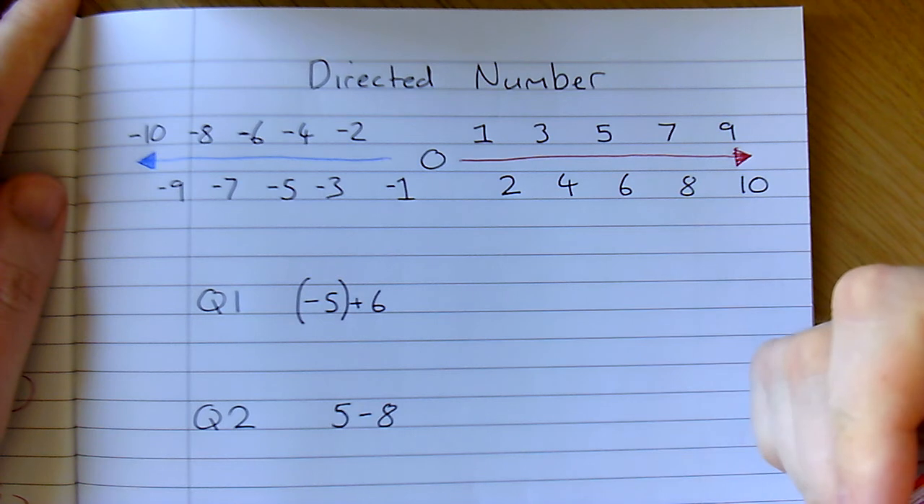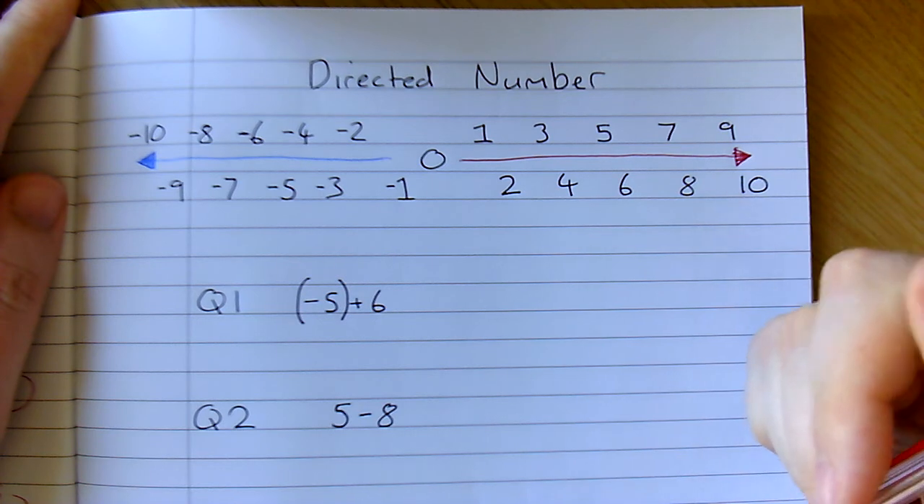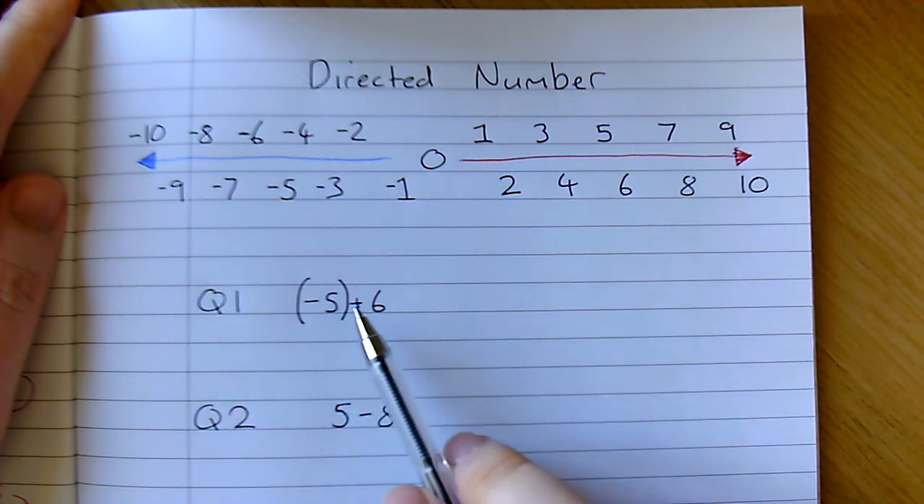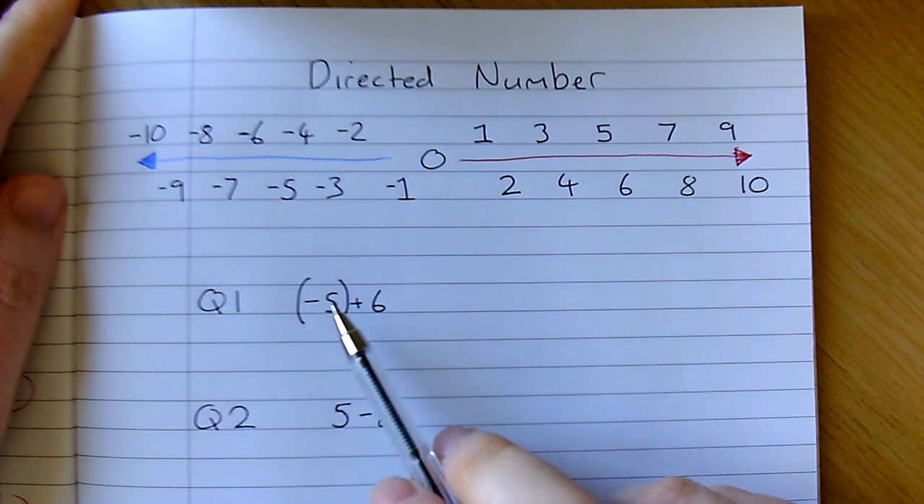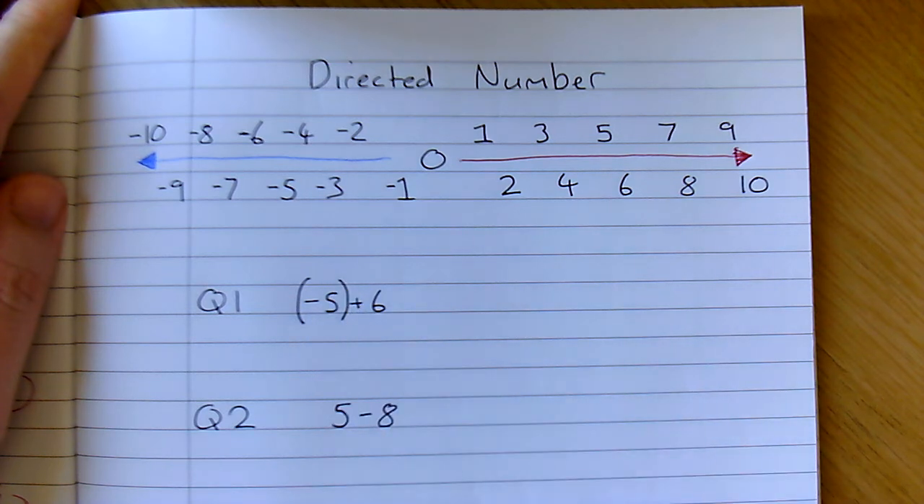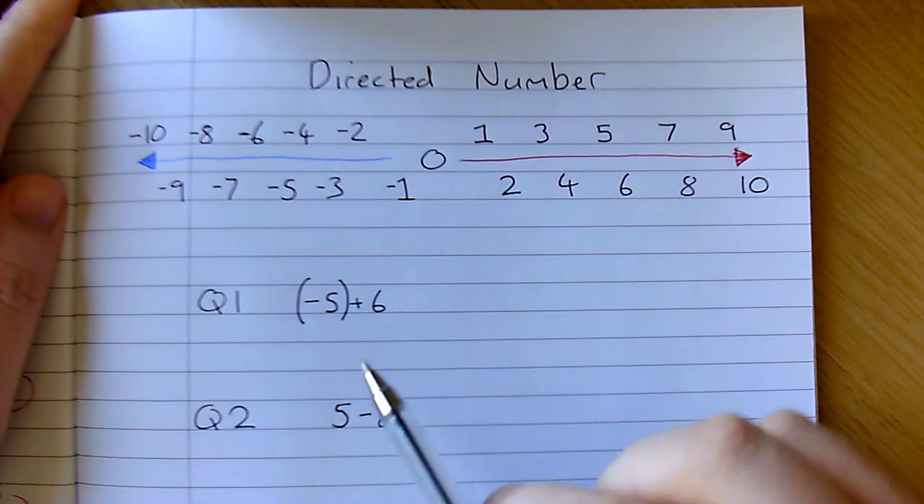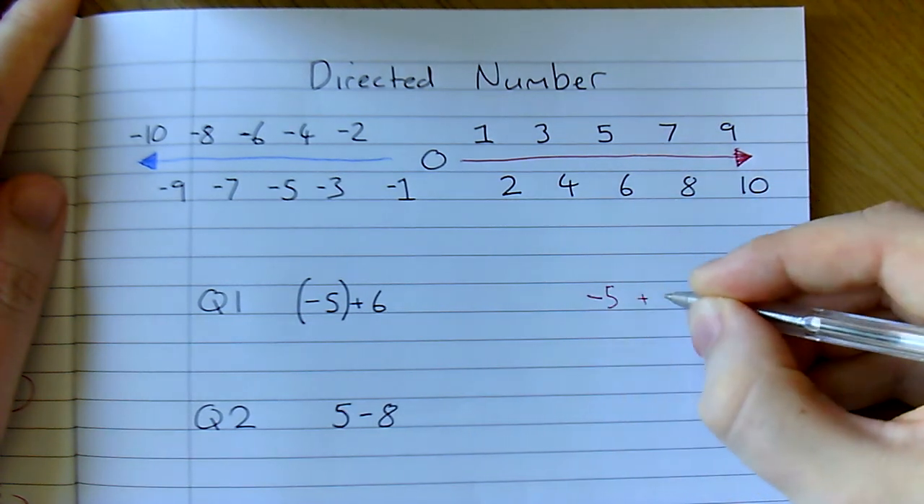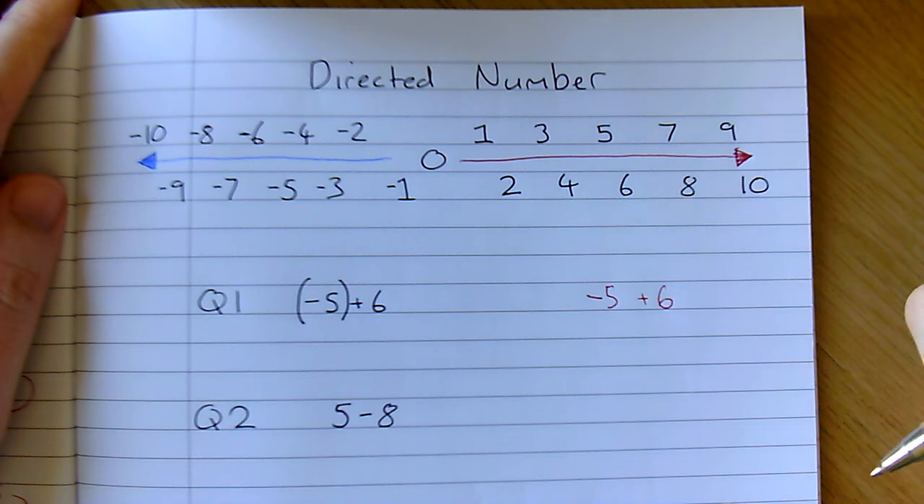We'll have a look at a couple of directed number questions and how they work. So here I have negative 5 plus 6. Notice that negative 5 has been placed in brackets. You'll see that sometimes, particularly on questions that are given to you in a computerized environment, but you could of course also see something written like this, and it's the same thing.